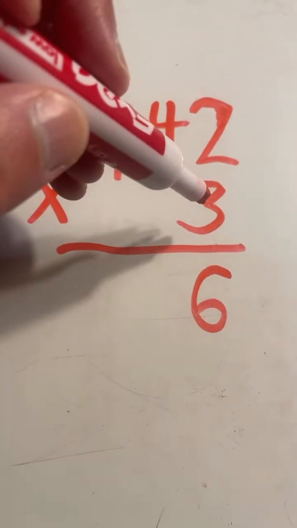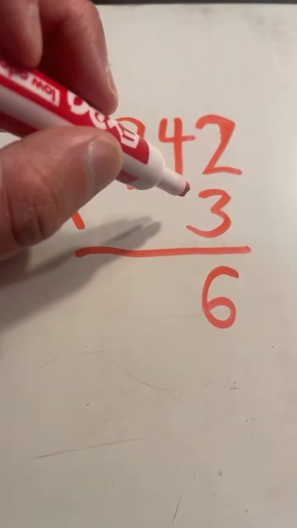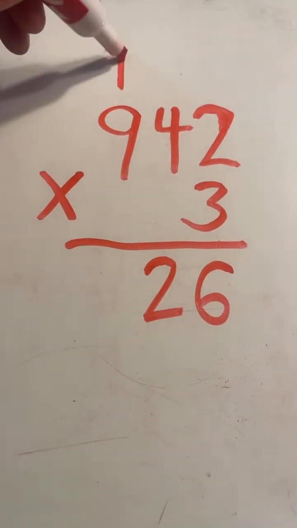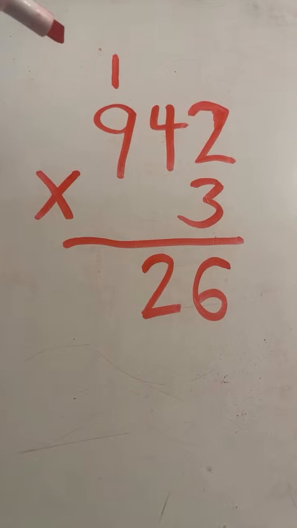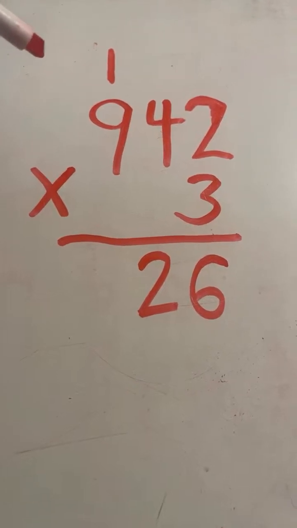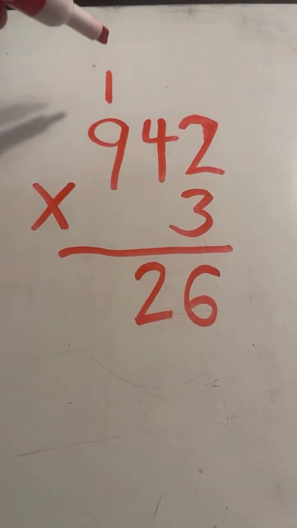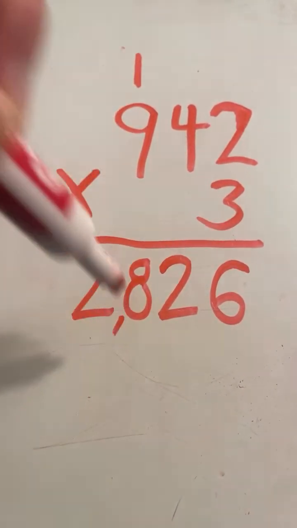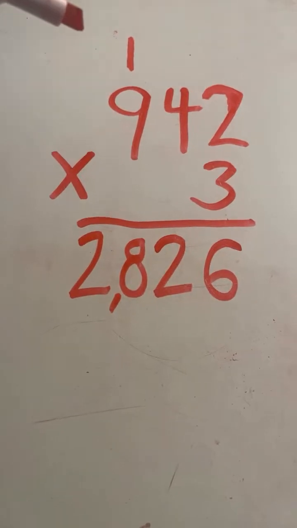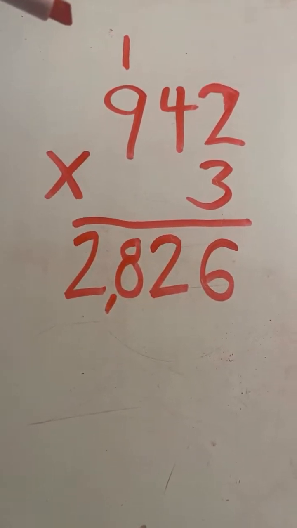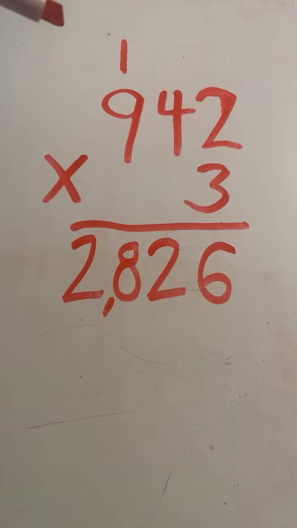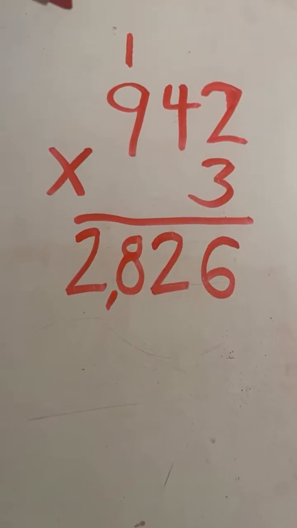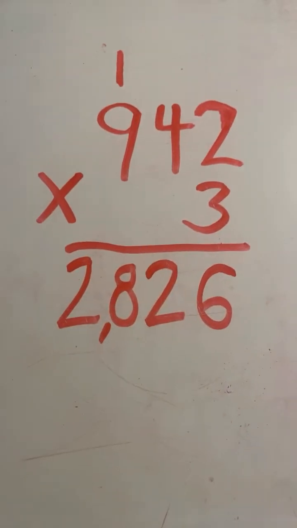4 times 3 equals 12. So for the tens place, we will need to regroup. The 2 in 12 goes in the tens place. The 1 gets carried over to the hundreds place. 9 times 3 equals 27, plus 1 equals 28. And we have our final answer. 942 times 3 equals 2,826.